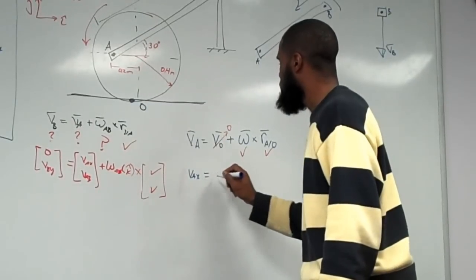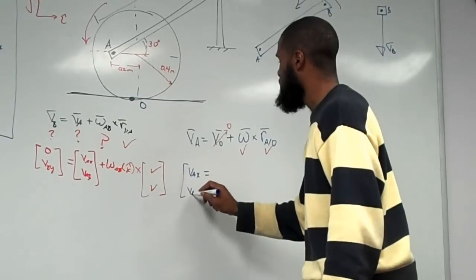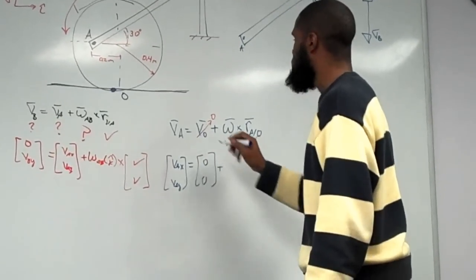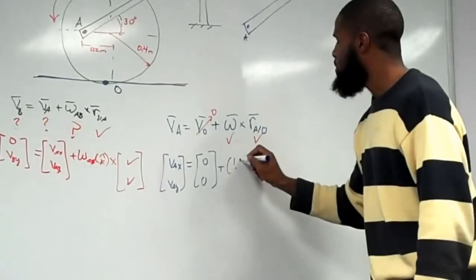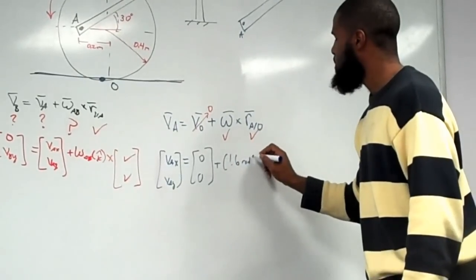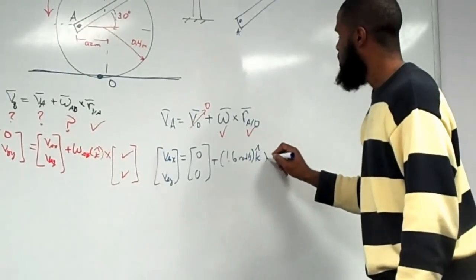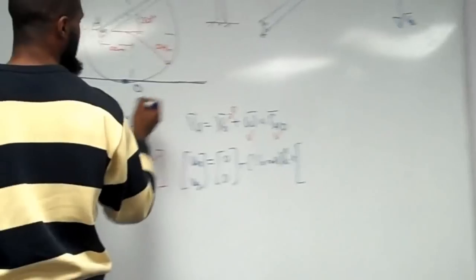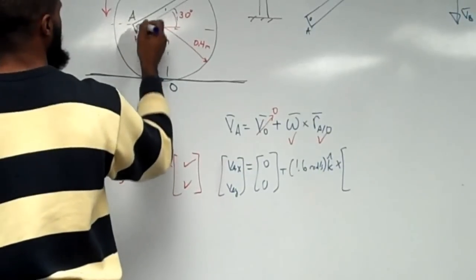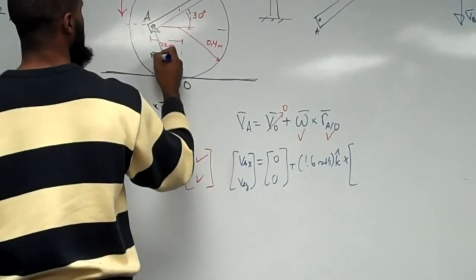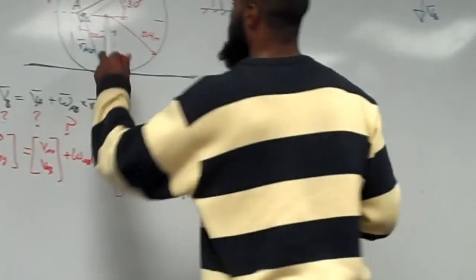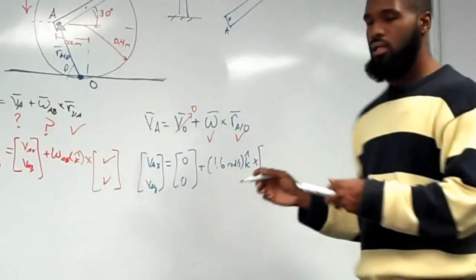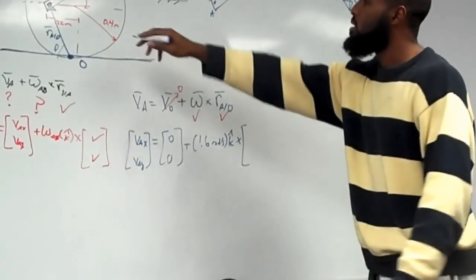V_A in the X is going to equal, if we break it down to vector form, and V_A in the Y is going to equal, this is 0, 0, plus this is 1.6 radians per second in the k-hat direction, cross the position vector from O to A, this is R, is simply going to be, we'll call this angle phi for now. I'm not going to solve it completely, but just give you guys an idea.